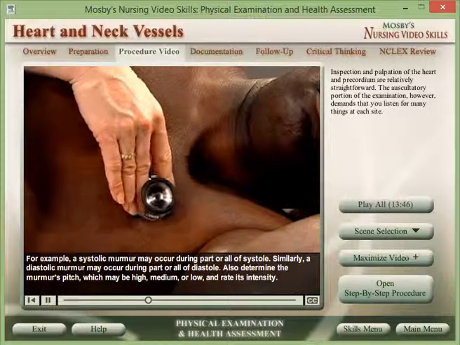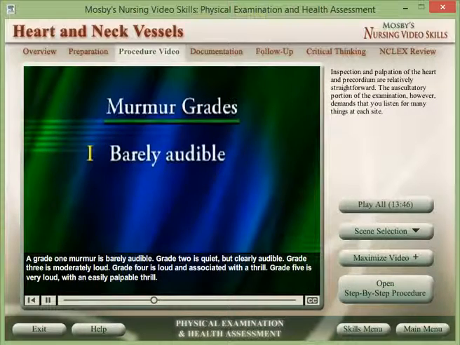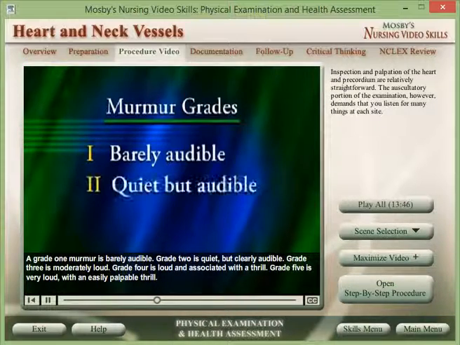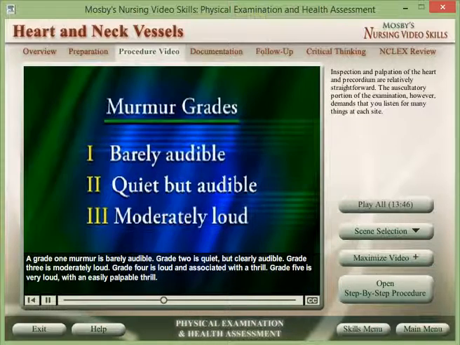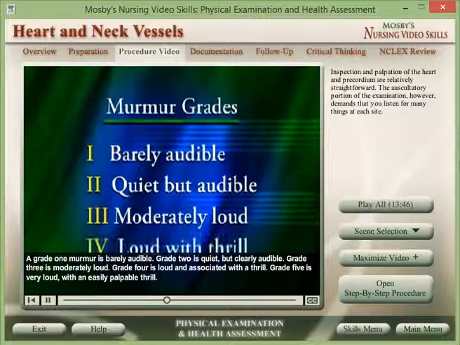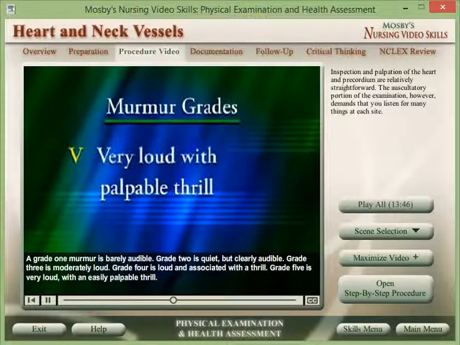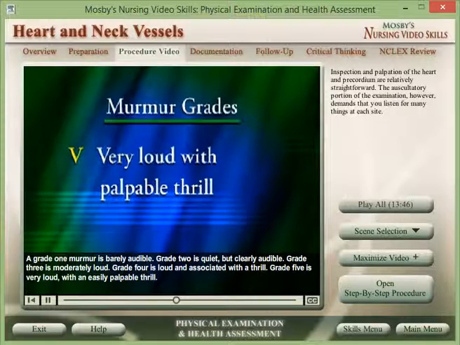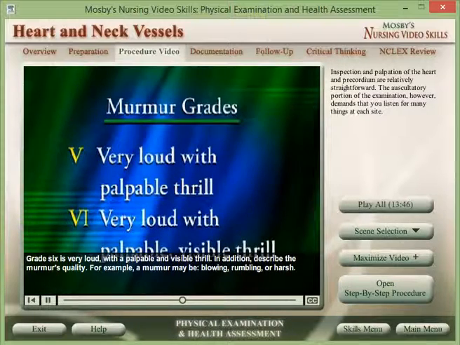And rate its intensity. A grade 1 murmur is barely audible. Grade 2 is quiet, but clearly audible. Grade 3 is moderately loud. Grade 4 is loud and associated with a thrill. Grade 5 is very loud with an easily palpable thrill. Grade 6 is very loud with a palpable and visible thrill.